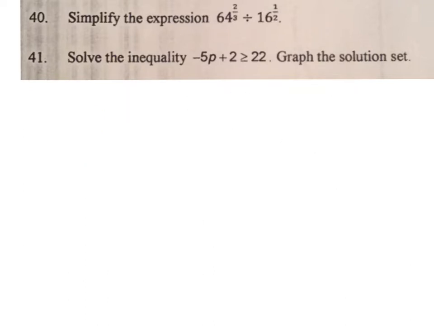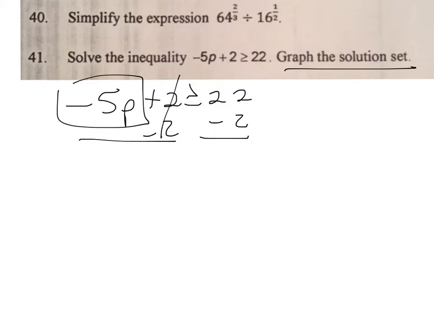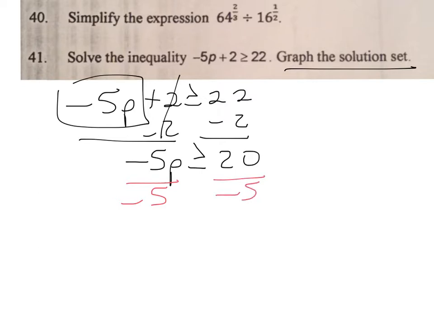Solve the inequality, and we need to graph the solution set. Okay? So negative 5p plus 2 is greater than or equal to 22. Remember, it's just like an equation. So I'm going to get p by itself, so I'm going to subtract 2 from both sides. That's gone. I'm left with negative 5p is greater than or equal to 20. I'm then going to divide by negative 5 because it's a multiplication.